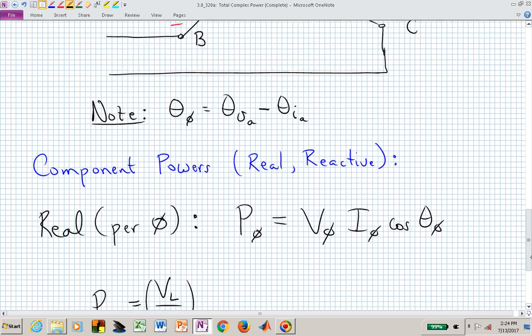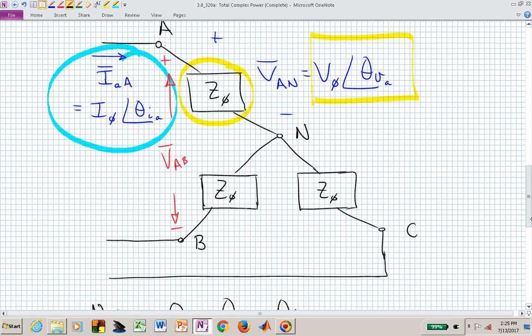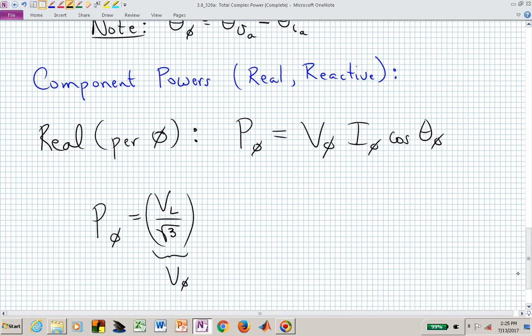What's the line current in terms of the phase current in this Y configuration? Well, the phase current is simply the current going through that A phase impedance, but that's the same as the line current I sub AA. So this I sub phi in this case is just the same as I sub L. And the cosine of theta sub phi doesn't change. This is now just our power factor.